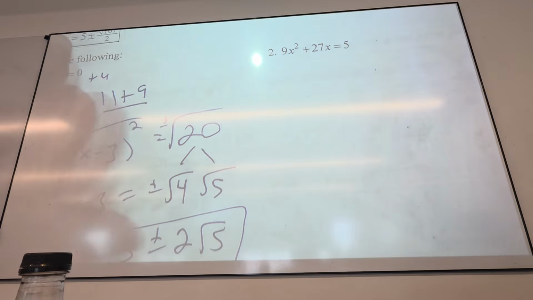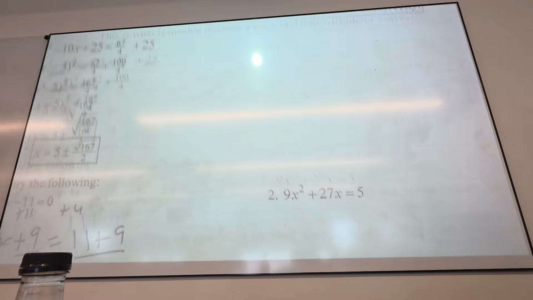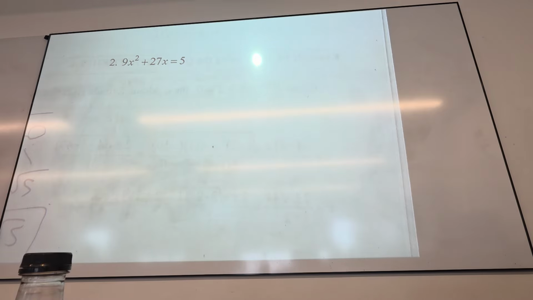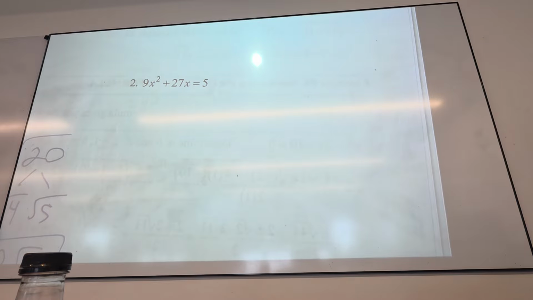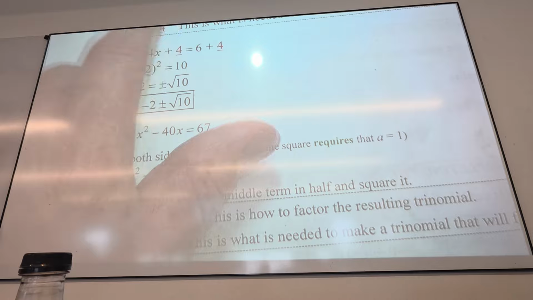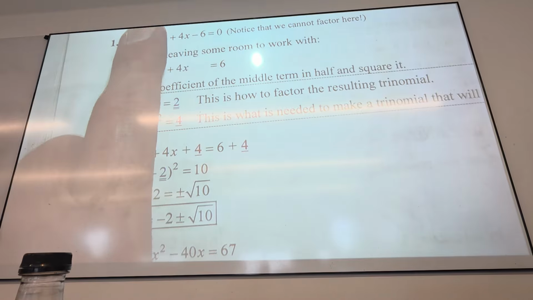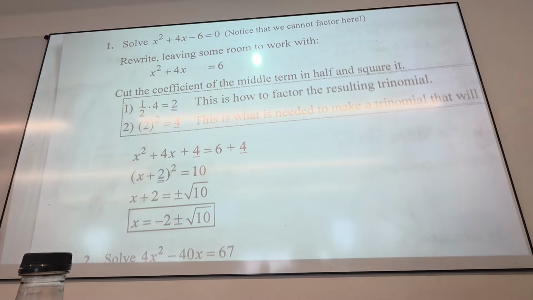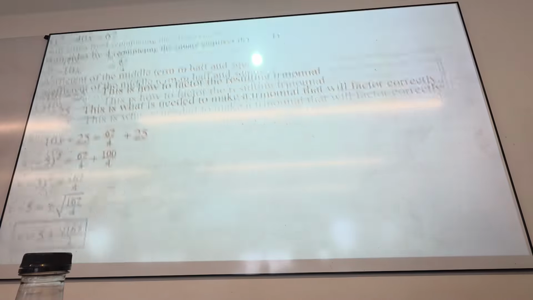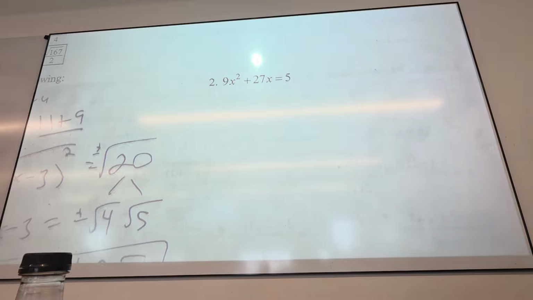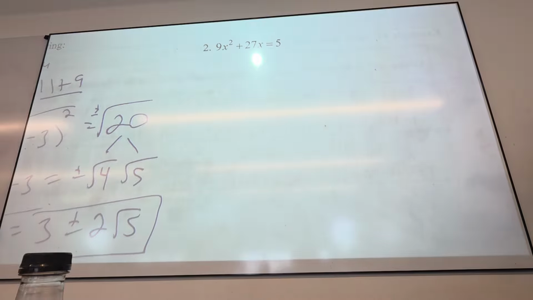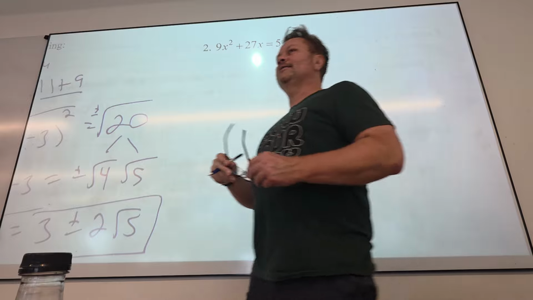All right, so let's do this one together, and this will be the last thing we do today. Now, I want to point something out. I haven't said this yet. Completing the square is hardwired based on this being a 1. If that is not a 1, the way completing the square is set up will not work. So is there a problem in number 2? Yes. What's the problem? It's a 9.